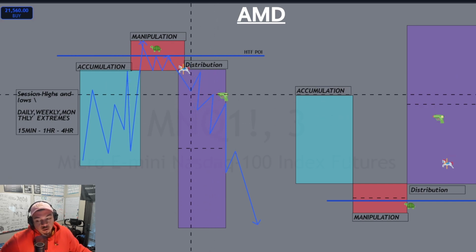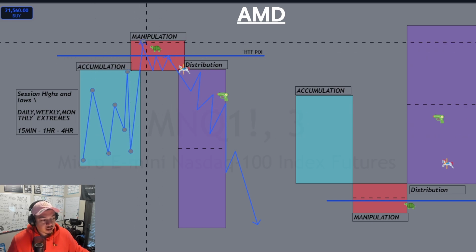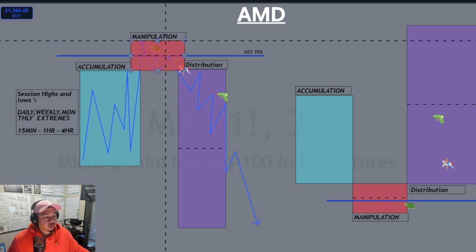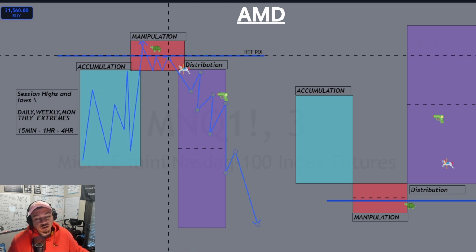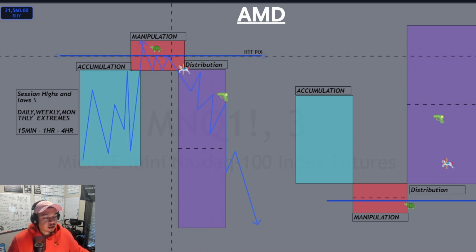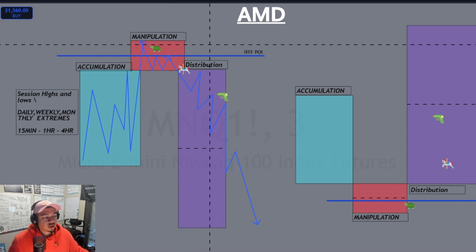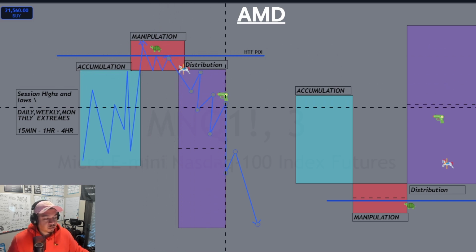So again, this video is called Accumulation, Manipulation, Distribution. The key is looking at how price accumulates, manipulates up, and then distributes down. There are multiple entries within that. You can refer to ICT market maker model videos to really learn a lot about this, as well as accumulation manipulation distribution videos. But I will be going over all of these in separate videos.